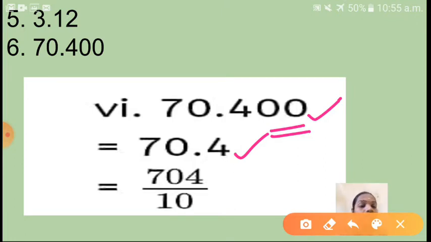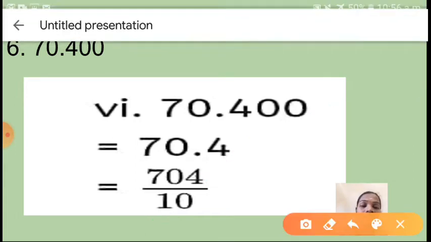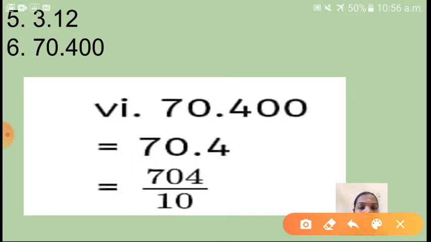Okay, children, so what is the first step? Yes, ignore the decimal point, that means 704. Upon 1 you have to write. After the 1, how many 0s do you have to write? Only 1 zero, because after the decimal point only 1 digit is there. So what is your final answer here, children? 704 upon 10.